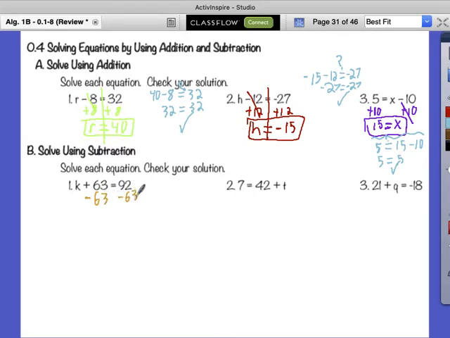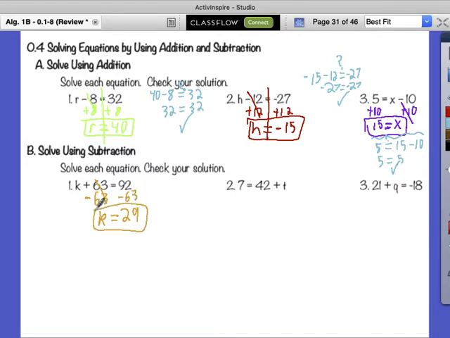Gotta be equal, okay? So what's 63 minus itself? 0. 0, just k on this side. Equal sign. Don't forget about that. If you want the line there, you can put the line there. 92 minus 63. What is it, Tobin? 29. 29. I agree with you. K is equal to 29 here.